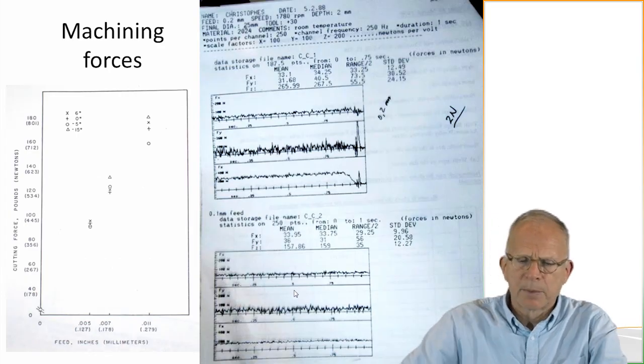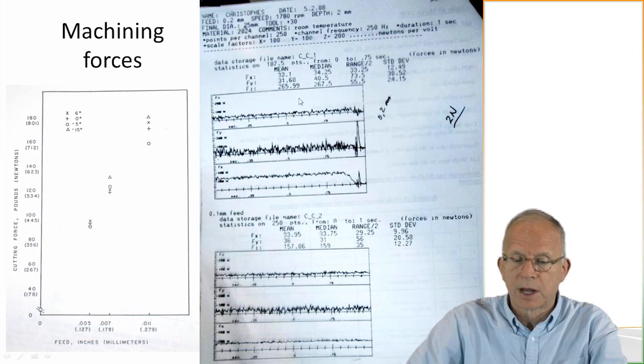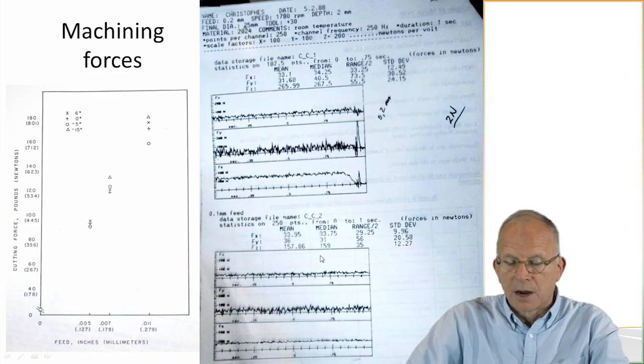All right, so here's an example of some measured forces from some work I did in Switzerland years ago, printed out on an old computer. We're looking at Fx, Fy, Fz, and one of the things I want to note here is the variation in the forces. We actually had the computer calculate some statistics on this, giving us the mean, the median, the range, and the standard deviation. Now, in this case, Fz is the cutting force.